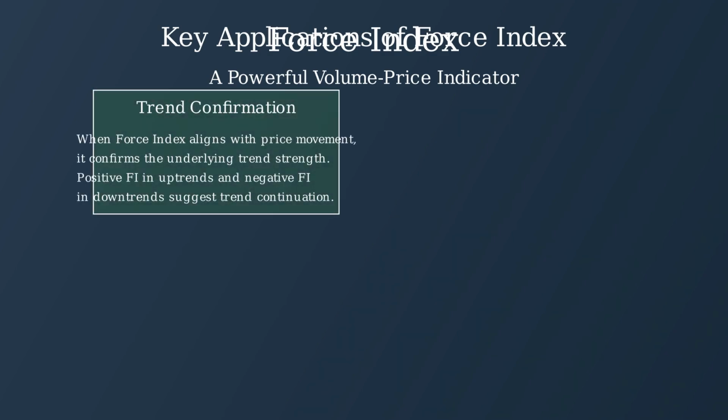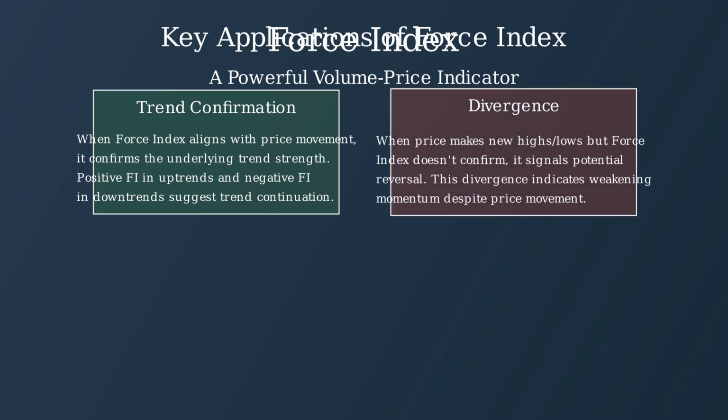First, it confirms trends when the force index moves in the same direction as price. Positive readings in uptrends and negative readings in downtrends suggest trend continuation. Second, divergence between price and force index can signal potential reversals. When price makes new highs but force index doesn't confirm, it indicates weakening momentum.